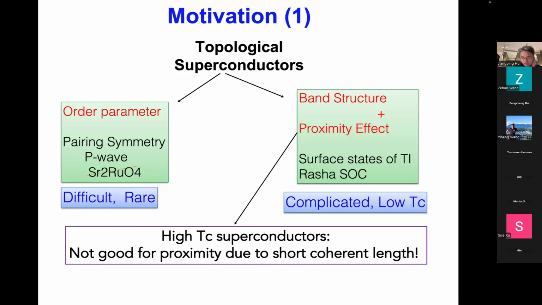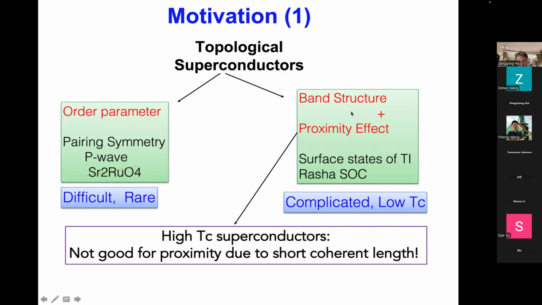For me, I got interested in topological superconductors. A topological superconductor is actually in nature very simple. If you have a p-wave triplet paired superconductor, that will be a natural topological superconductor.